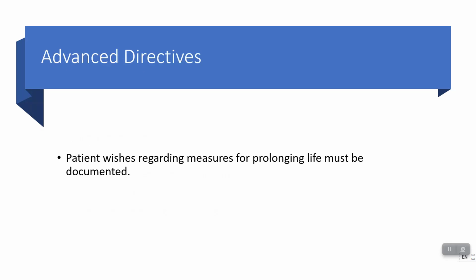When discussing advance directives with an individual, remember, advance directives are basically the patient's wishes regarding measures for prolonging life, and these measures must be documented. Patients are asked what provisions for surrogate decision-making or advance directives have been made in case they become incapacitated and are unable to make decisions for themselves. Patients are encouraged to have an advance directive.